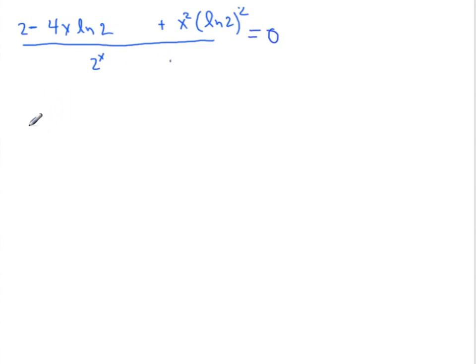I'll rearrange this. I get ln 2 squared. This cannot be simplified. That's as easy as it goes. X squared minus 4 ln 2 x plus 2 equals 0. That's nothing more than the quadratic. I'm not factoring that by any means, but it's still just a quadratic.